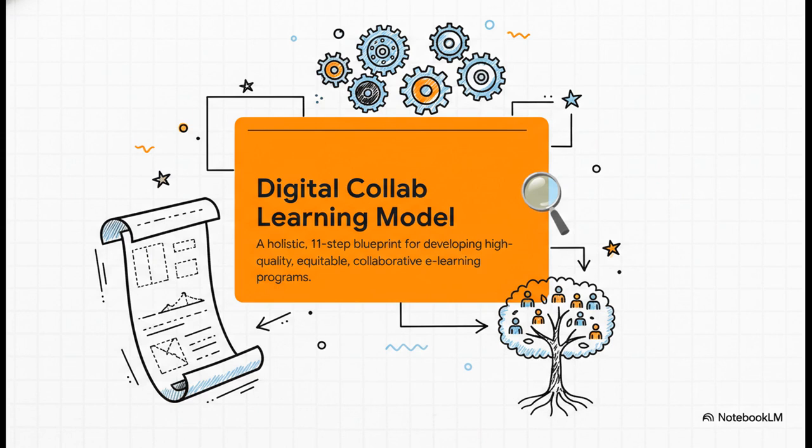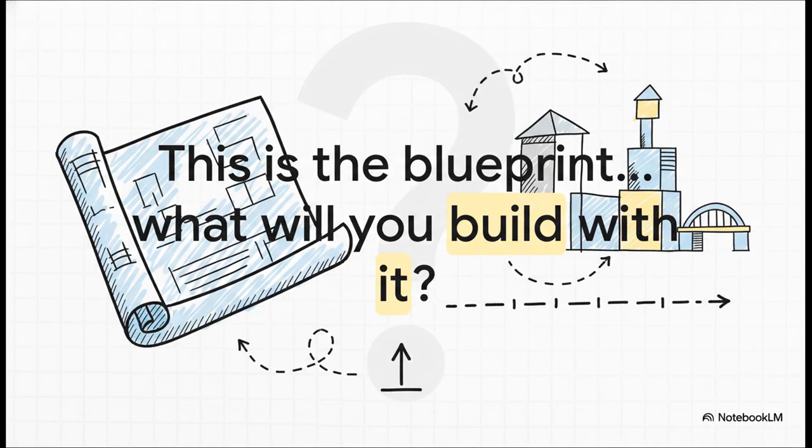The digital collaboration learning model is a complete 11-step blueprint. It's a holistic guide designed from the ground up to help you create online learning that isn't just online. It's high quality, genuinely collaborative, and truly equitable. So there you have it, a complete blueprint that gives you the structure you need to turn a really complex, ambitious vision into a successful reality. We've shown you the plan, so the only question left is, what are you going to build with it?